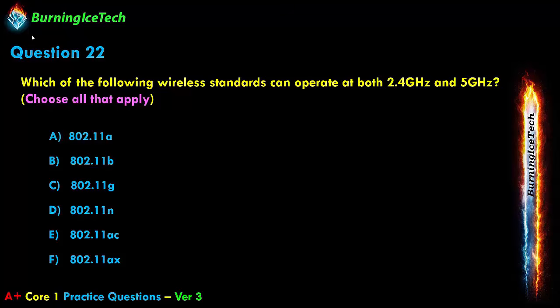Answer E, 802.11ac. It only operates at 5 gigahertz. So that one is eliminated. That's not an answer. So now we don't know. Is it just D or is it D and F? F, folks, 802.11ax operates at both 2.4 and 5 gigahertz. So that's also a correct answer. So out of all of these answers, both D and F are correct.